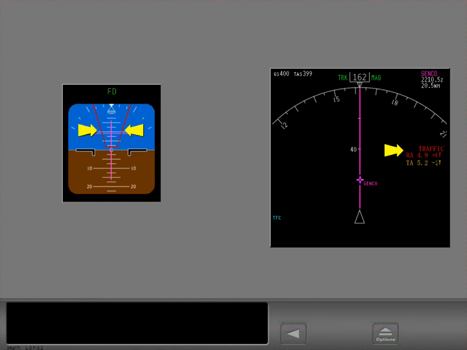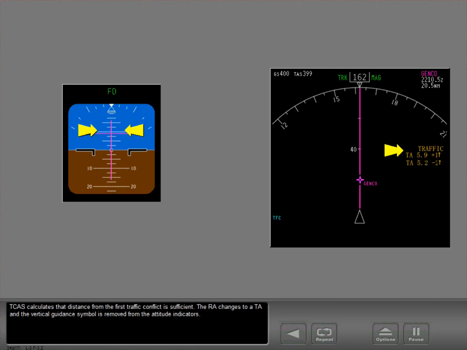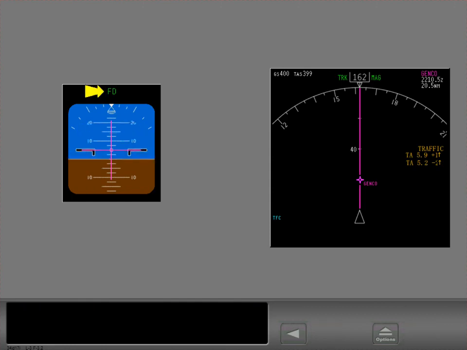Clear of conflict. TCAS calculates that distance from the first traffic conflict is sufficient. The RA changes to a TA, and the vertical guidance symbol is removed from the attitude indicators. Go back to the assigned altitude and engage the autopilot.